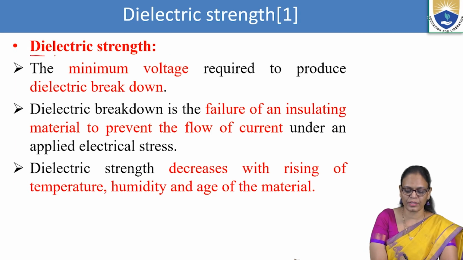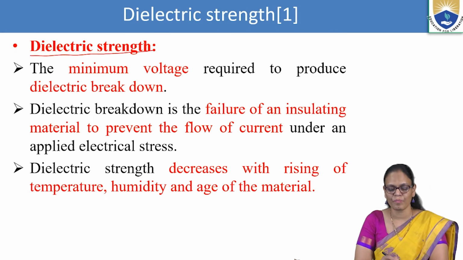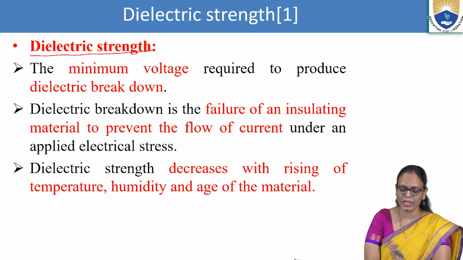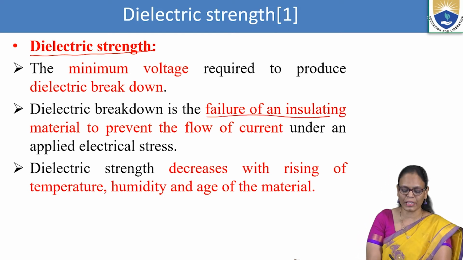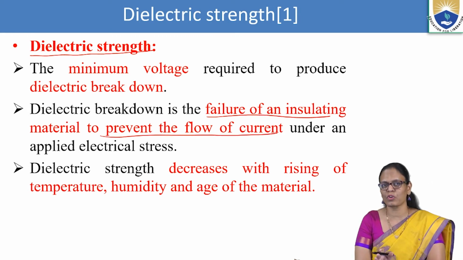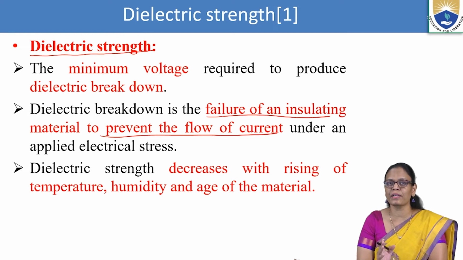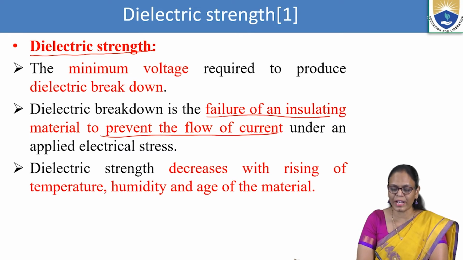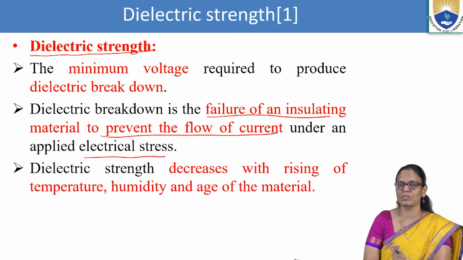Then comes the dielectric strength. What is dielectric strength? It is the minimum voltage that is required to produce an electric breakdown. Dielectric breakdown is the failure of an insulating material to prevent the flow of current. An insulator prevents the flow of current, but when dielectric breakdown occurs, it cannot stop the flow of electrons. So it is the failure of an insulating material to stop the flow of current under an electric stress. This is also important.